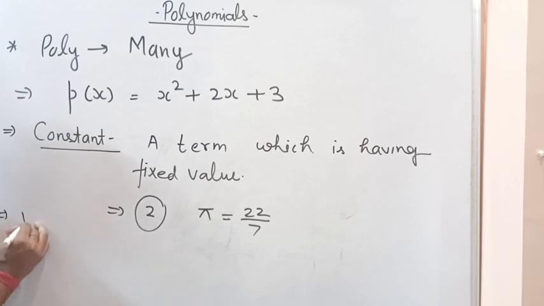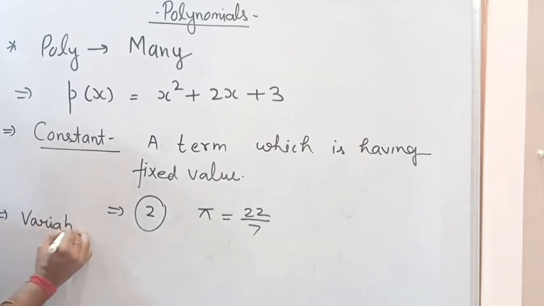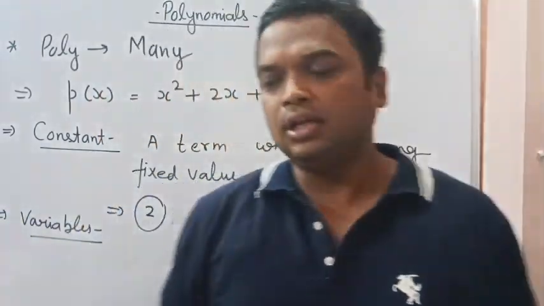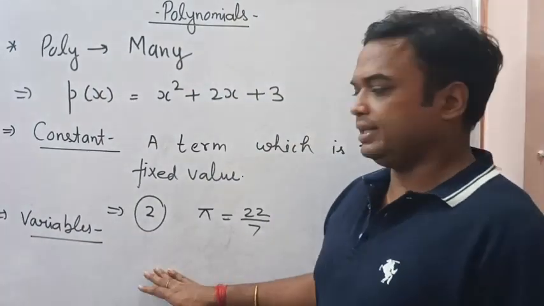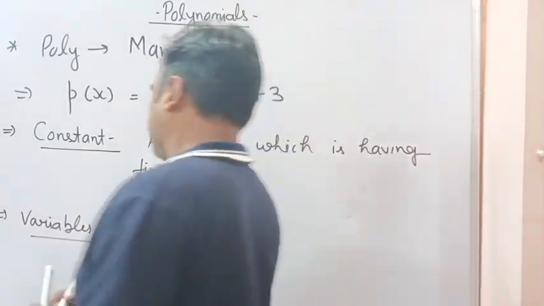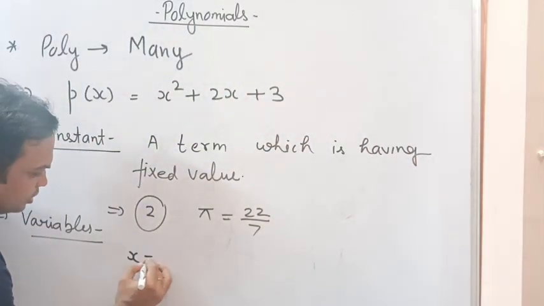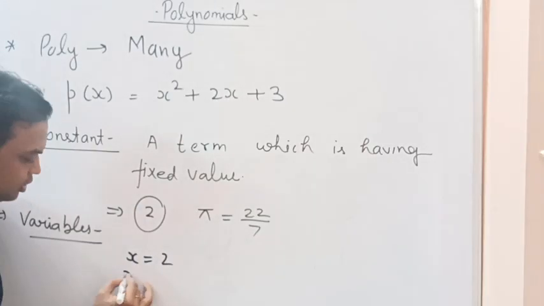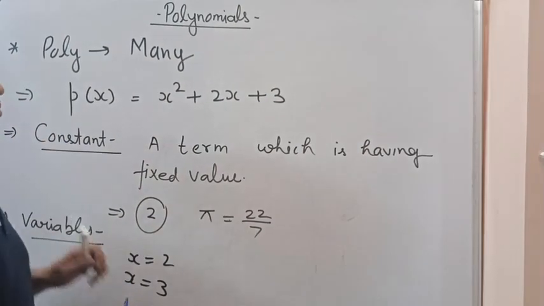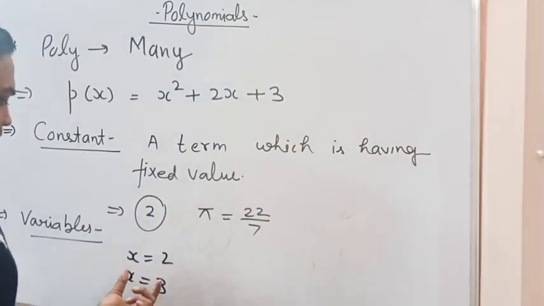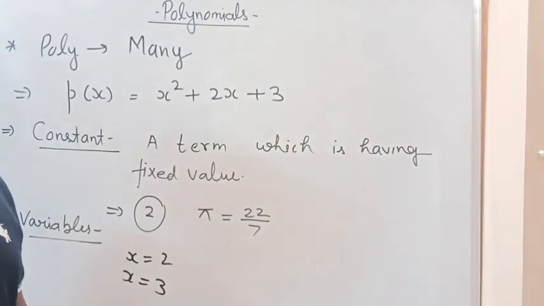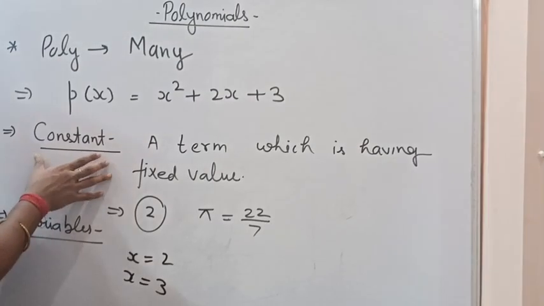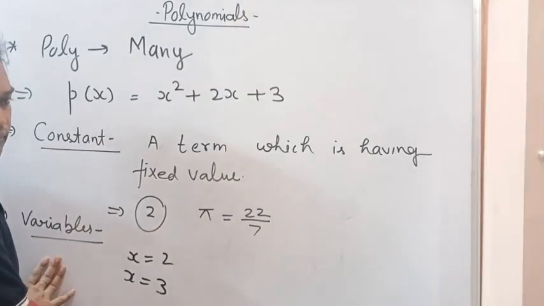Next one is variable. Those functions or numbers whose values are not constant are called variables. For example, if I say x, in one relation the value of x may be 2, and in another question the value of x may be 3. So the terms which do not have a fixed value are called variables. I think you will now understand the meaning of constant and the meaning of variables.